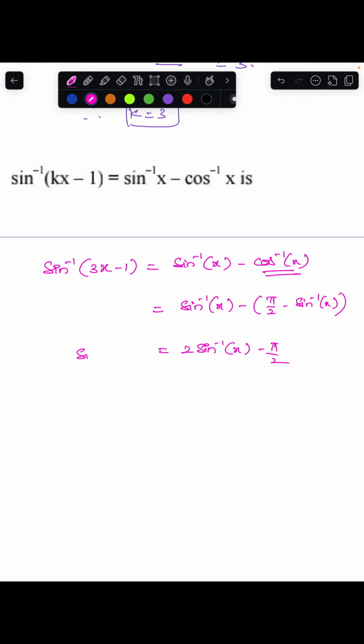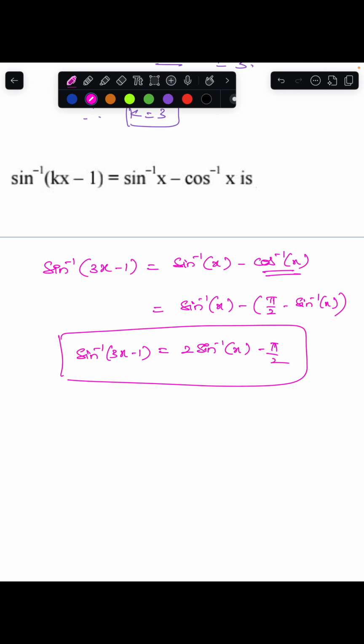minus pi by 2. So whenever these kinds of inverse trigonometric equations are there, if it is in terms of sine inverse, then apply sine on both sides. If it is in terms of cos inverse, apply cos. If it is tan inverse, apply tan. Right. So what we can do is directly apply sine. I'm explaining a technique here. Just apply sine, and I will let you know how to check this. Sine of 2 sine inverse x minus pi by 2.